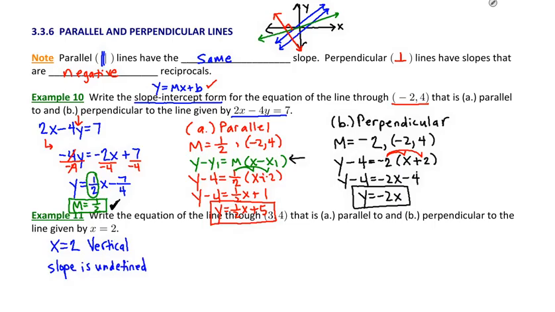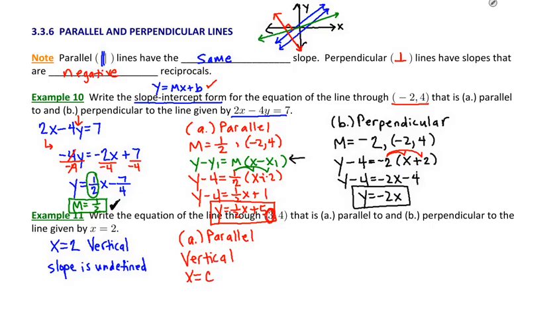With that in mind, we can easily write the equation of a line that is parallel to this given line. Now, a line that is parallel to a vertical line is itself vertical. And the form for the equation of a vertical line is always x equal to a constant. We want it to pass through ordered pair 3, 4.